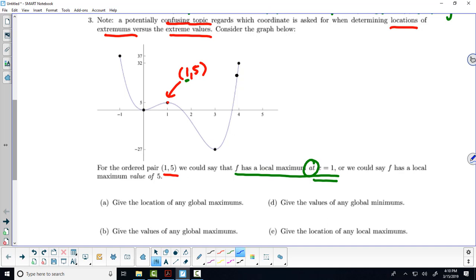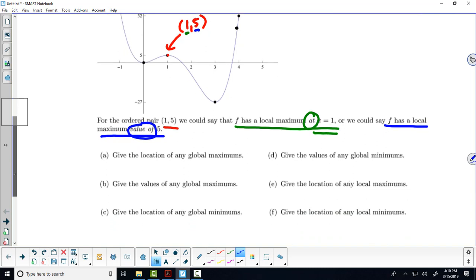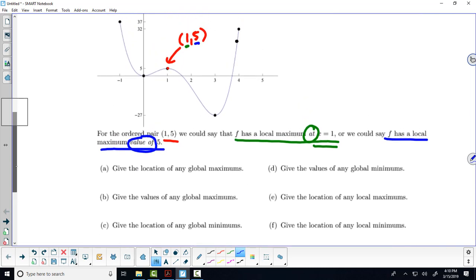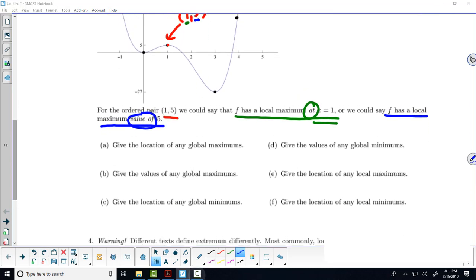We could also say that f has a local maximum value of 5. In this case, I'm emphasizing the actual y value, the local maximum y value, the local maximum value. So that's a value of 5. That's where we're trying to make some distinctions here. So I'd like you to now pause the video and work through 3a through f. Give that a shot, pause it, and we'll resume here in just a second.